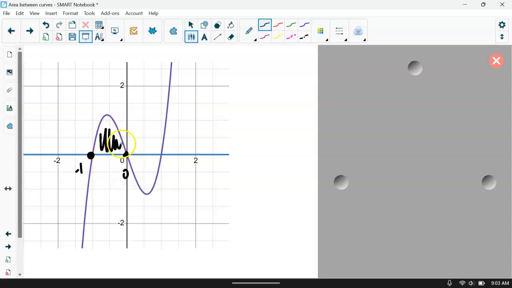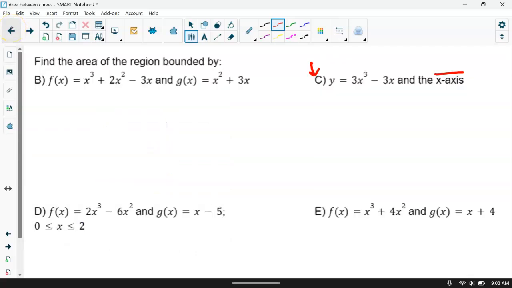We're finding this area here. Notice that's our f of x, that is above. Then from 0 to 1, notice how we're going to find the area here, but notice the graph is below. So it's switched.